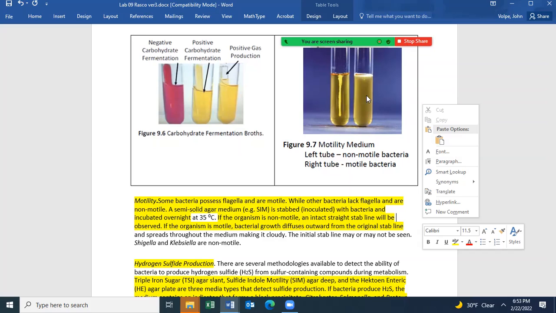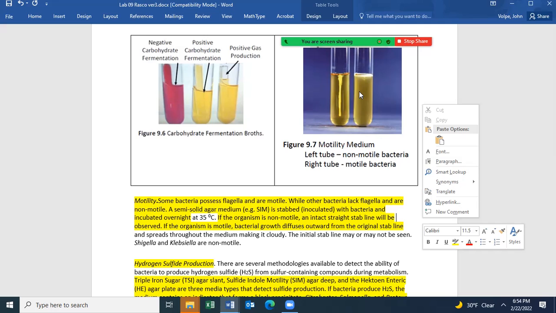Anyways, here we stabbed it here, and then the bacteria swam because it had flagella, and then the entire media is cloudy, as opposed to this region of the media here, and this region here, and this region here. It's not cloudy, it's clear. And in this case, the bacteria did not swim, and it's non-motile, and so it's only growing in the stab, which we can easily see here. So this one is non-motile, this one is motile.